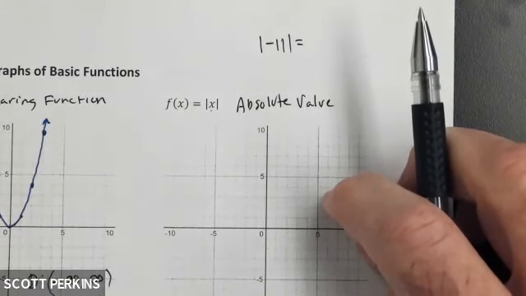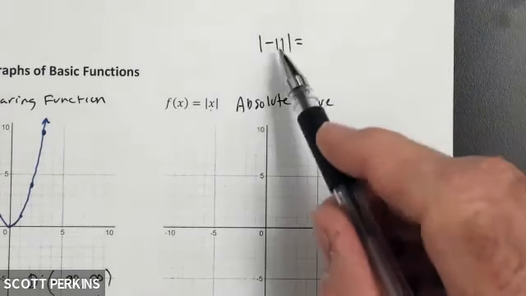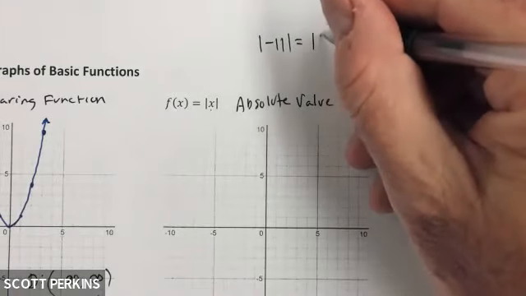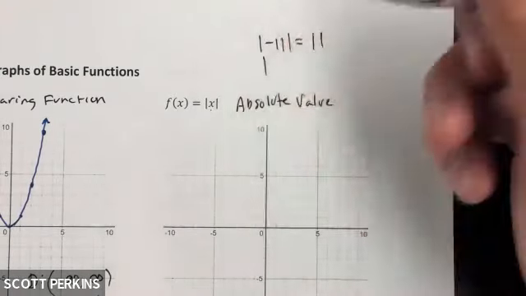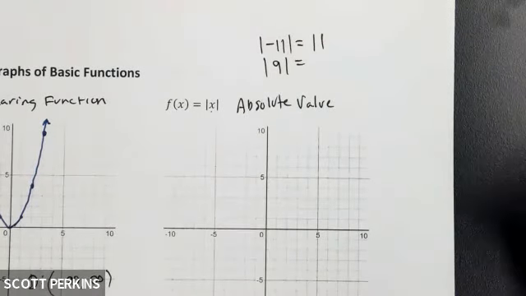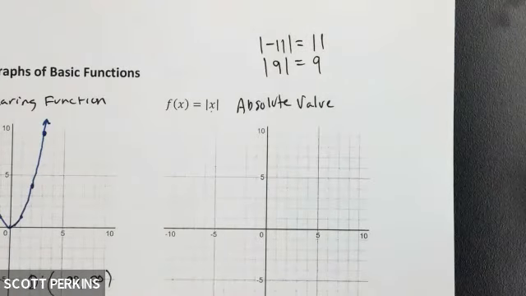Anybody know? You just make it positive. Yeah, absolute value just means whatever is inside the bars, you make it positive. So the absolute value of -11 is 11. The absolute value of 9, if the number is already positive, it just stays the way it is, 9.